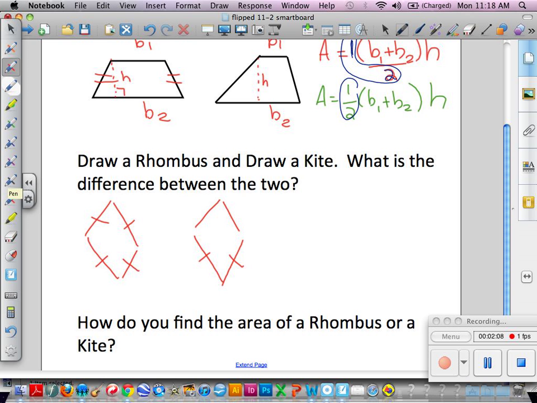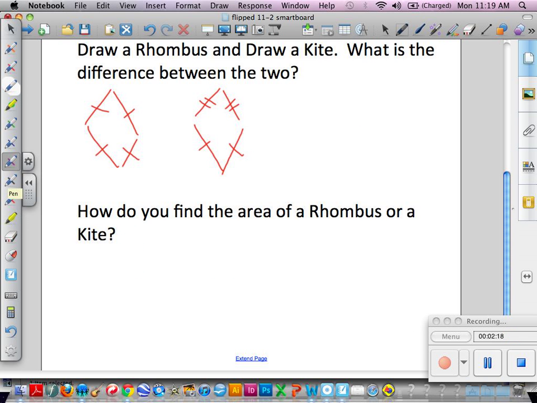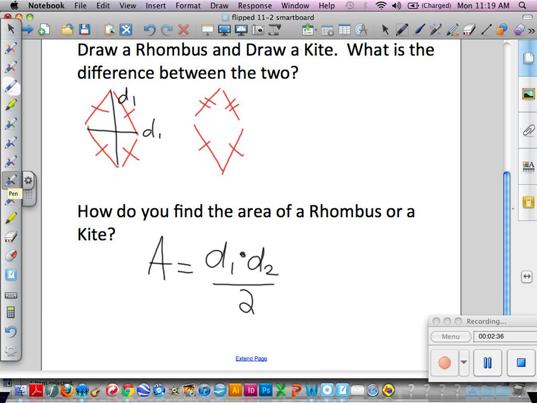The formula for finding the area, that's what they ask down below here. Take the diagonal, that's diagonal 1. This is diagonal 2. So for both the kite and the rhombus, area is diagonal 1 times diagonal 2 divided by 2. Now some kids will get that confused and think it's D1 plus D2, but area is times for a rhombus and a kite.